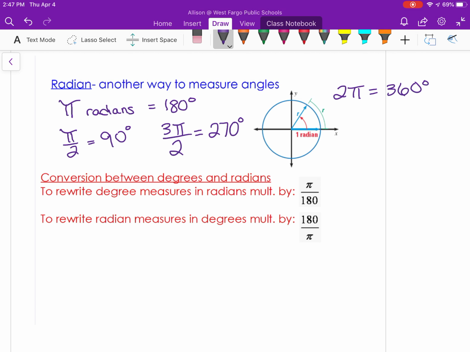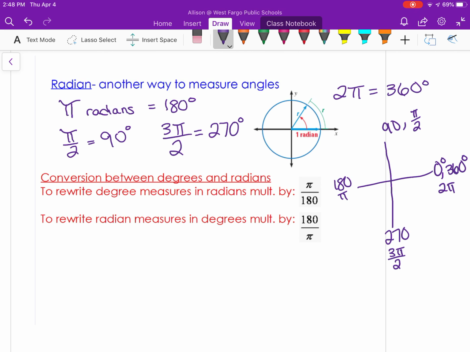Those are the ones I like to remember because those are my 4 main angles. Remember, you have 0 degrees, then 90, then 180, and then 270, and then back to 360 around the circle. So 0 degrees, 0 radians, then you have pi over 2 radians, pi radians, 3 pi over 2 radians, and 2 pi for 360 degrees. So those are the 4 that are good to just memorize.